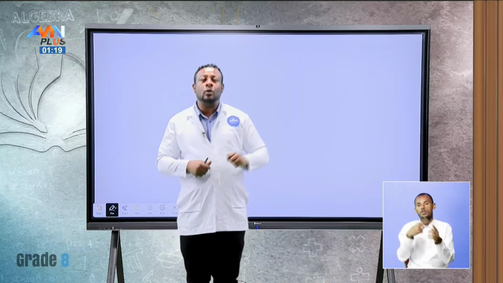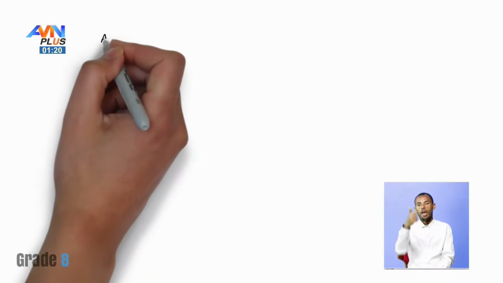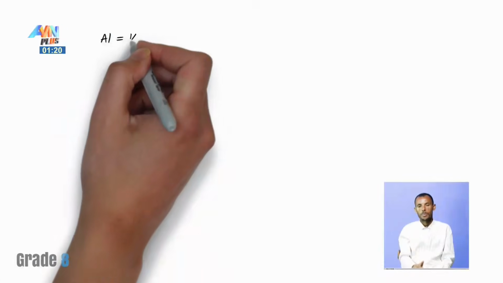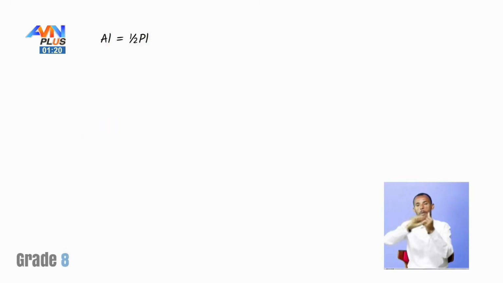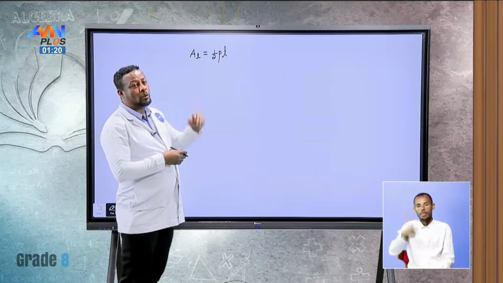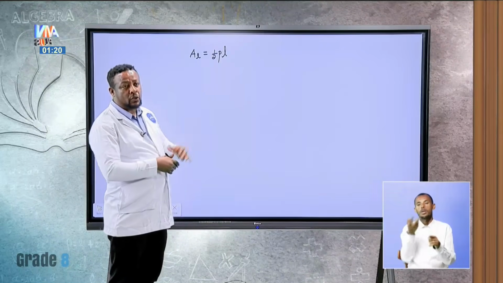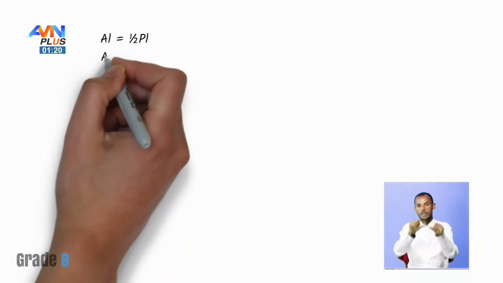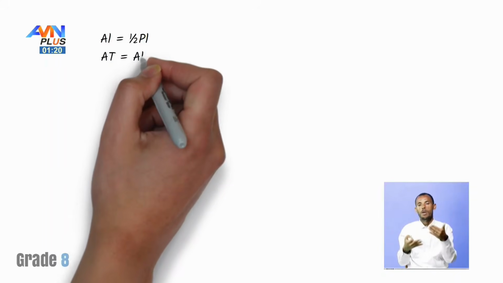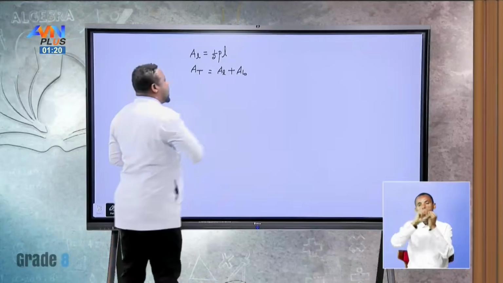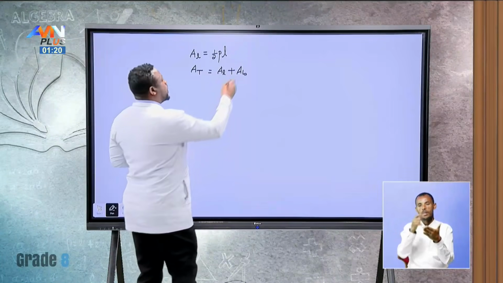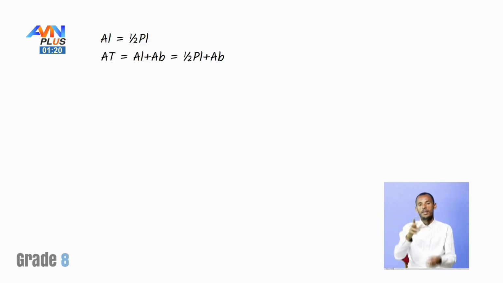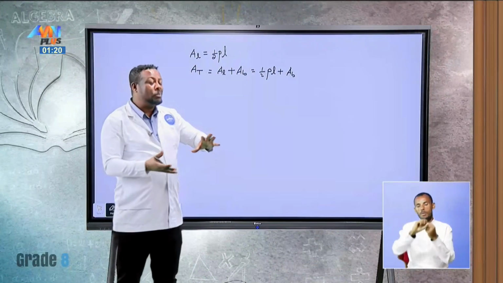Just to remind you what the formulas are, the lateral surface area of a pyramid is given by the formula half of the perimeter of the base times the slant height. We have derived this formula and we have seen examples related to this. The total surface area of a pyramid is given by the lateral surface area plus area of the base. You can rewrite this as half of the perimeter of the base times L plus area of the base, and the area of the base can be calculated depending on the nature of the base.